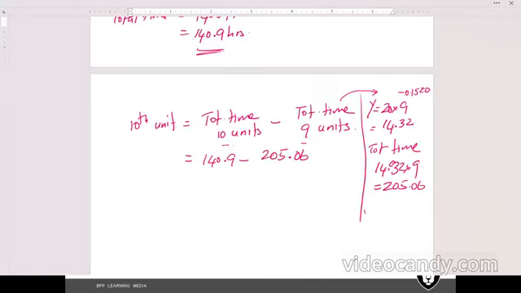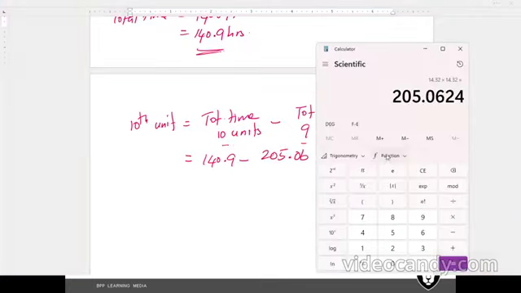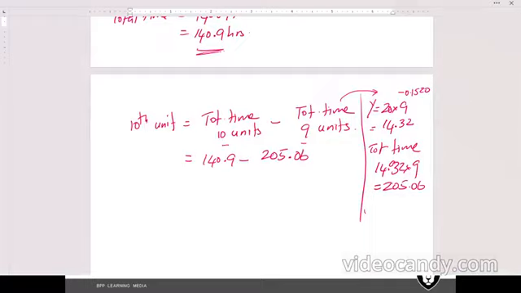Something is wrong here. How come this is 205.06? I missed it. 14.32 multiplied by 9 is 128.88. This has to be 128.88.